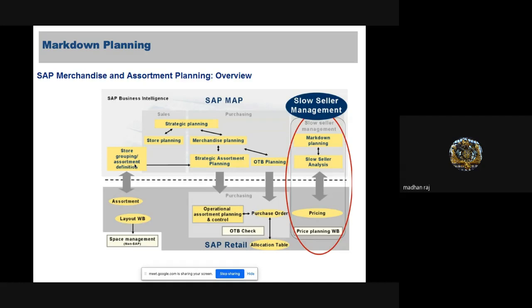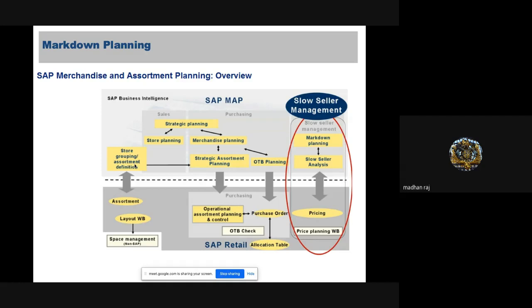In this context, you also have something called slow seller analysis or slow seller management. This particular component of MAP is meant to cater to slow-moving merchandise and clear out the inventory before the season ends. What does markdown planning do? It's another form of promotion, actually speaking. In a promotion, you fix a 10% or 20% discount, but you don't compare any sales or anything as such.